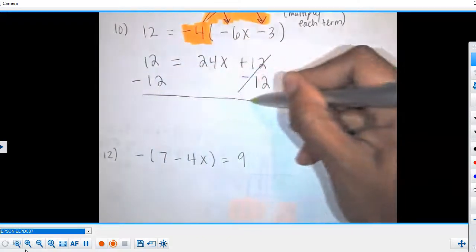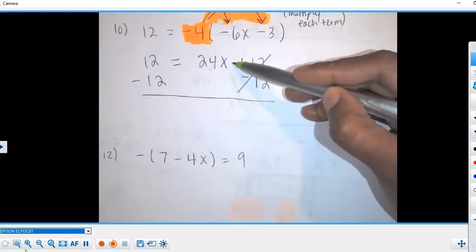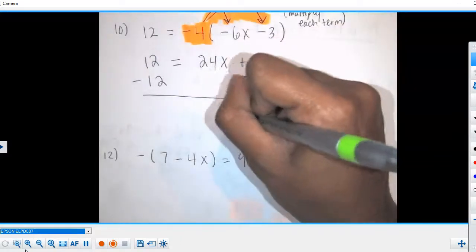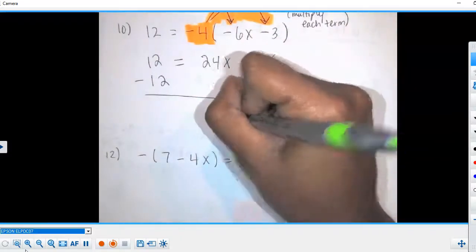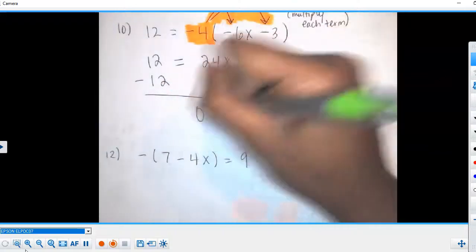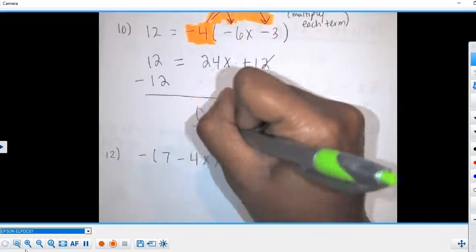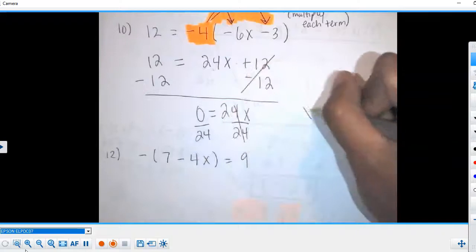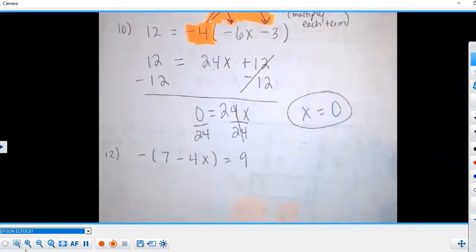That's the whole objective, is to get that x by itself to one side so you can figure out what his unknown value is. So we got 24x on the right this time. 12 minus 12 is 0. And then what do you know? You divide by 24 to both sides, x is 0. That's the answer. And that's okay.